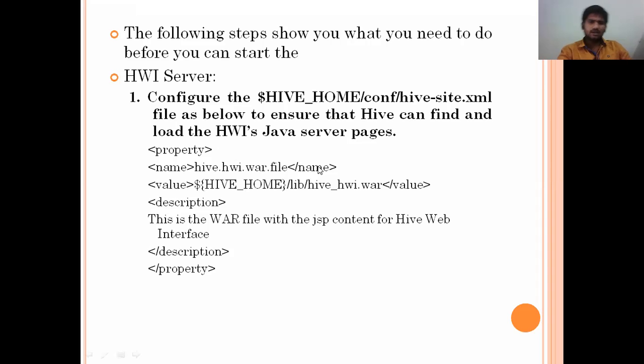See here how it is done. In hive-site.xml, the property name is hive.hwi.war.file, through which we open the home. This is the description: the war file which contains the JSP for the Hive web interface. This is the content that hive-site.xml contains.